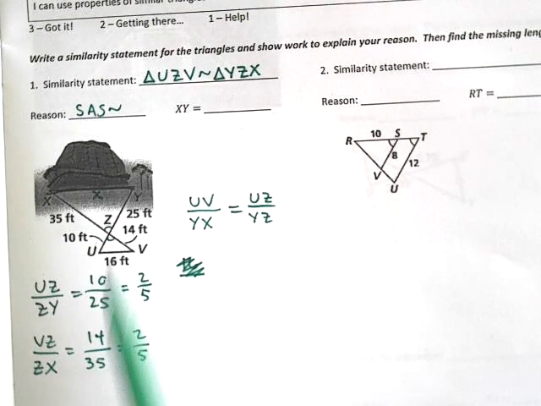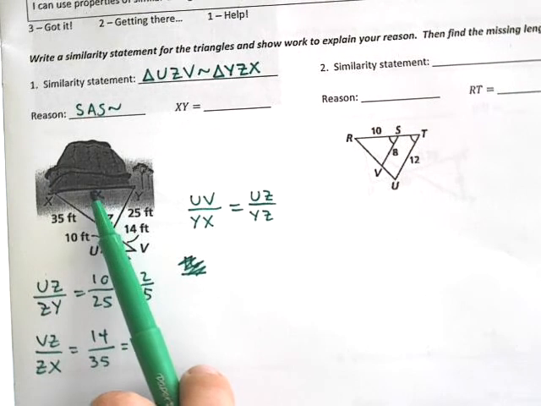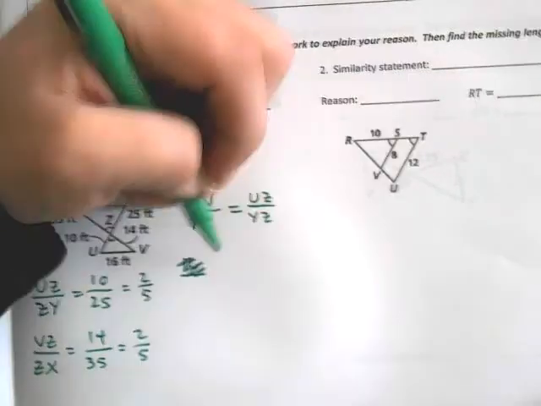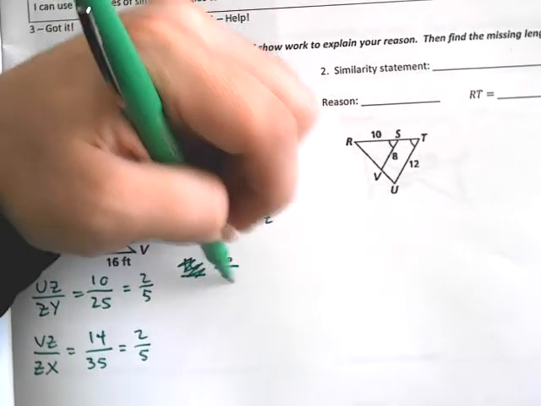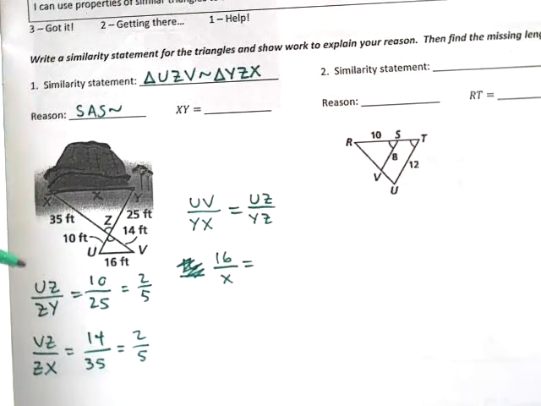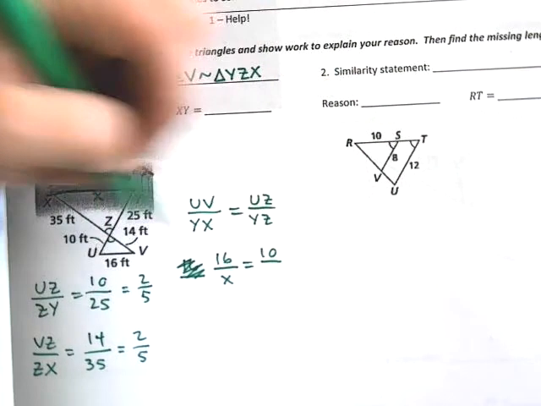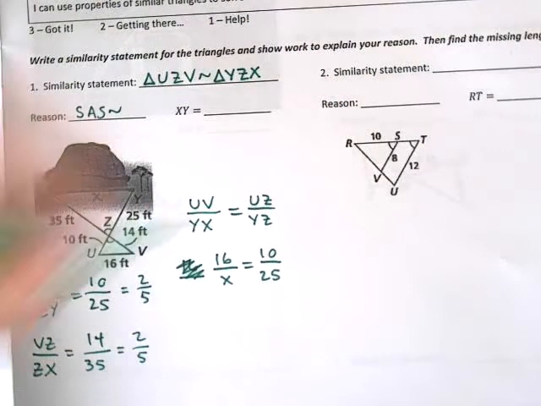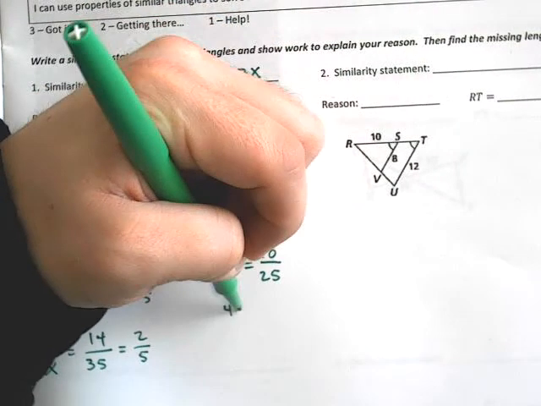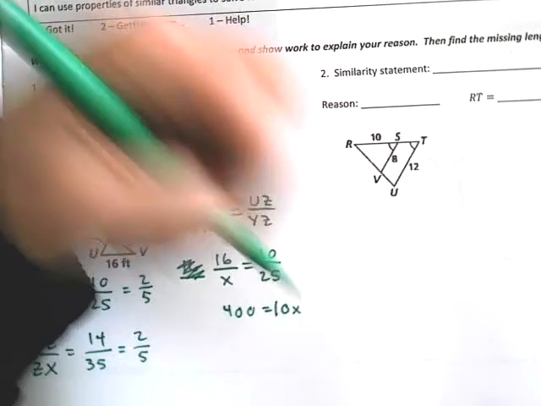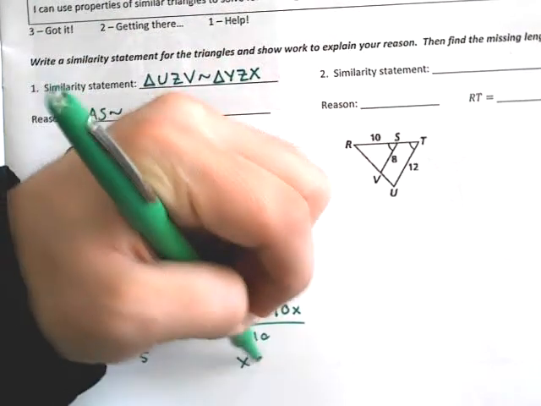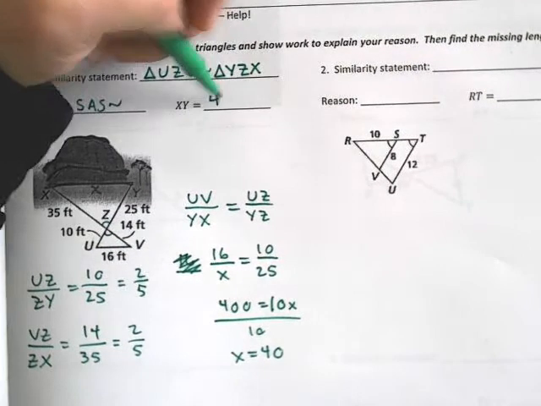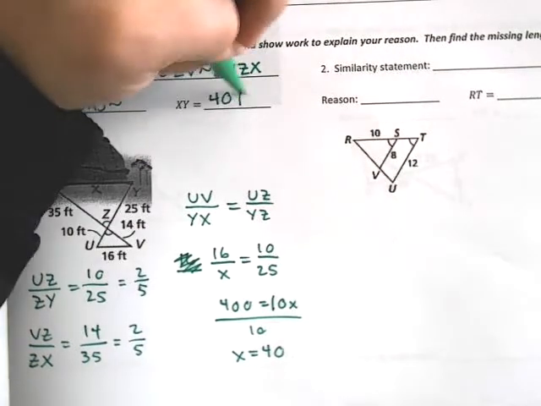Alright, that hopefully makes sense. That's just saying that this side and this side must be proportional, as well as this side and this side, or this side to this side. Okay? So let's plug in. Now I'll plug in the 16. YX I know is x, or what I'm looking for. UZ is 10, YZ is 25. Here, I would just go to the calculator, and I would say that 16 times 25 is 400, 10 times x is just 10x, and when I divide everything by 10, I get that x equals 40. That is my value, or length, of XY. And it should be in feet.